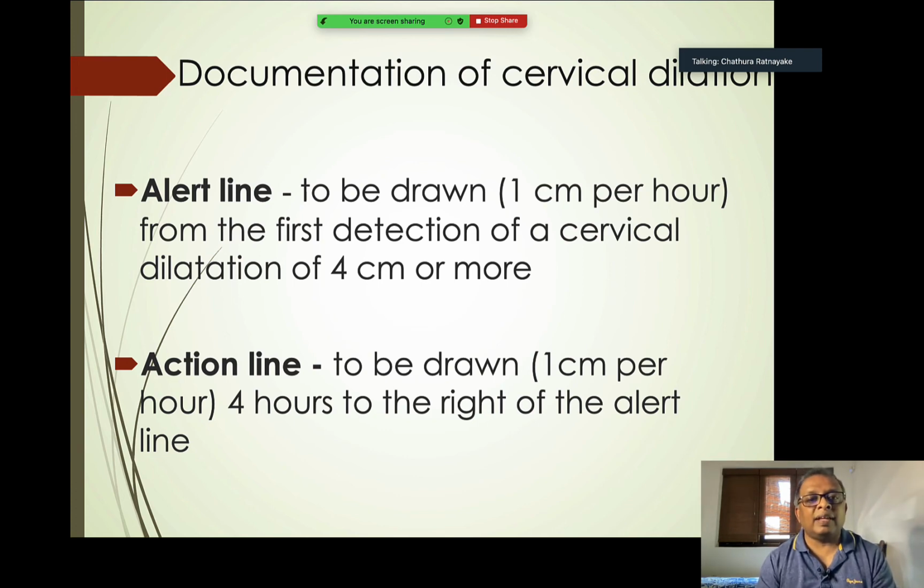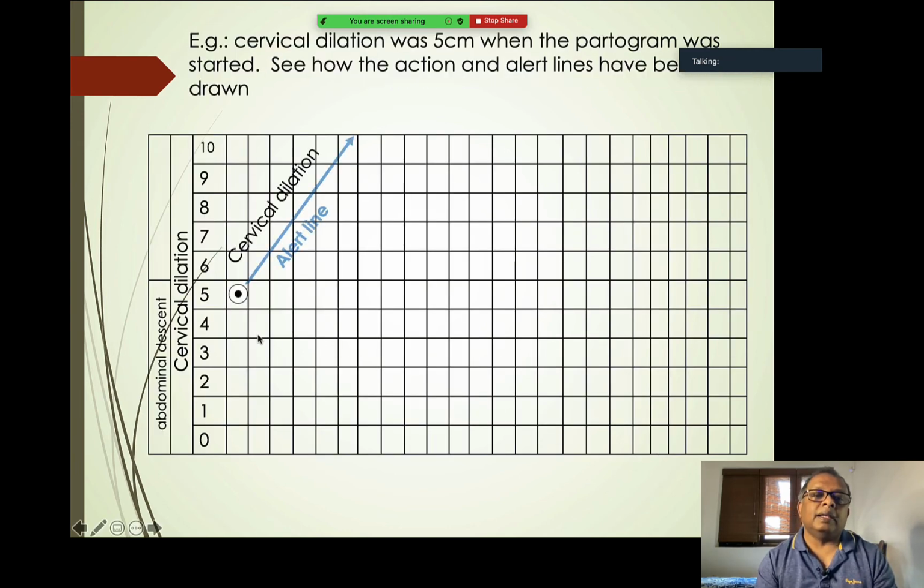So, you need to draw 1 centimeter per hour on the alert line and then the action line, especially useful when you are managing deliveries in the periphery as outpatient medical officers. If you are handling a labor, especially if you are allowed to handle multiparous women in their second or third para, in those patients you can decide whether the action line is getting crossed or is going to be crossed, better to transfer than assume that it is going to be a prolonged labor. So, draw the action line 4 hours to the right. So, this is the cervical dilatation from 4 centimeters and 4 hours and then your action line.